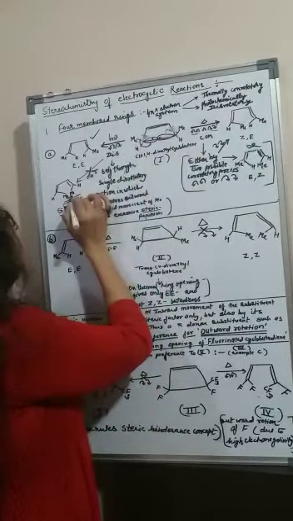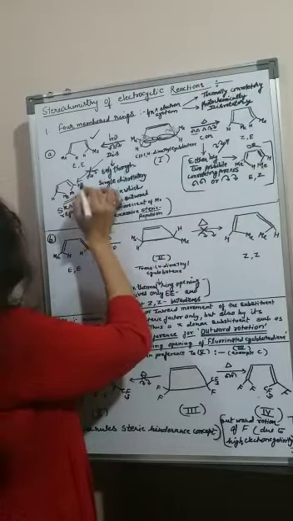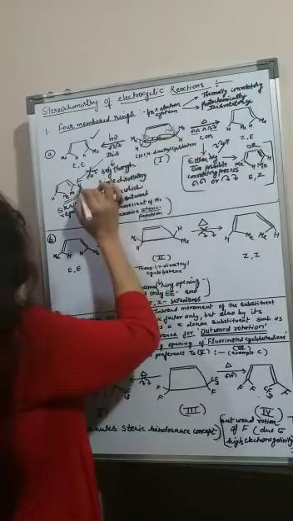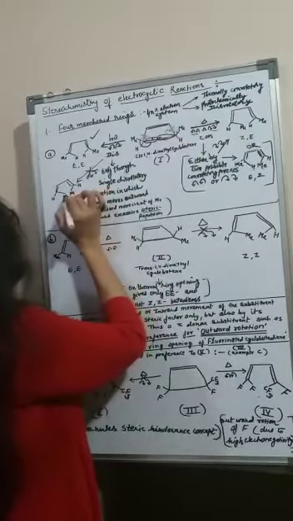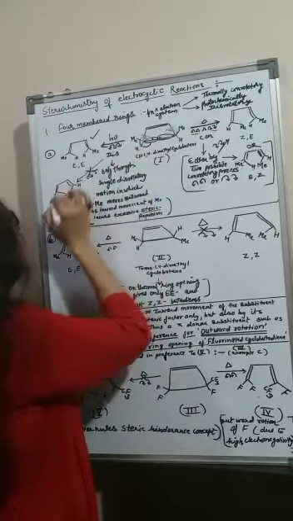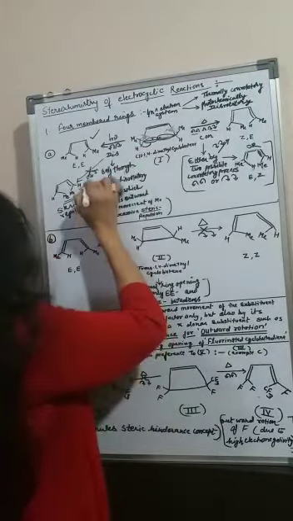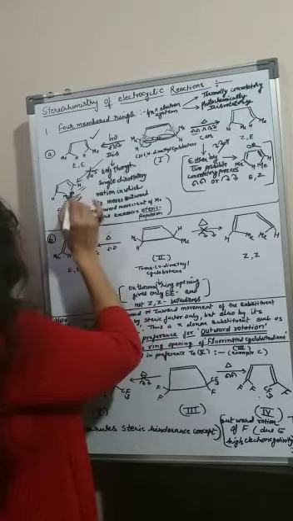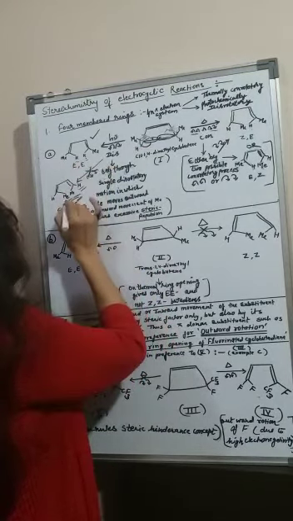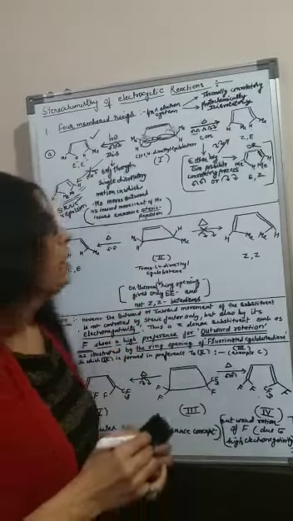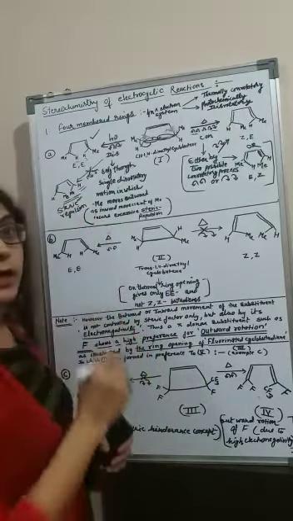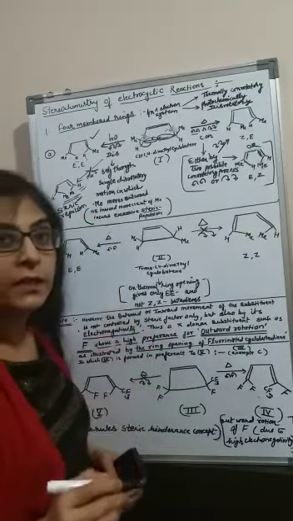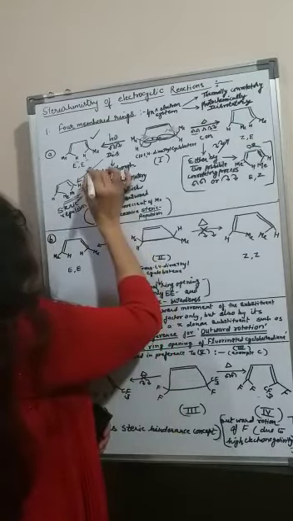So Me will move inward, and this H will move outward. Here, anti-clockwise, so Me will move inward and H will move outward, and this product will be formed. Here you can see that both Me groups are closer, and they are bulkier groups. So steric repulsion plays an important role, and because of this steric repulsion, this product is never formed.